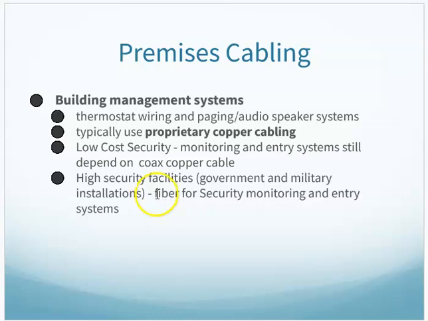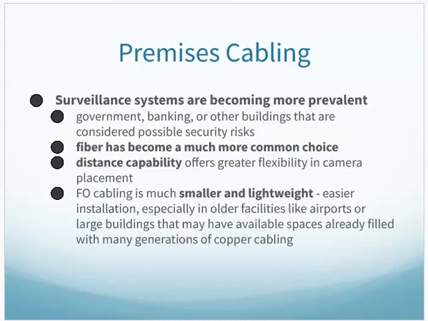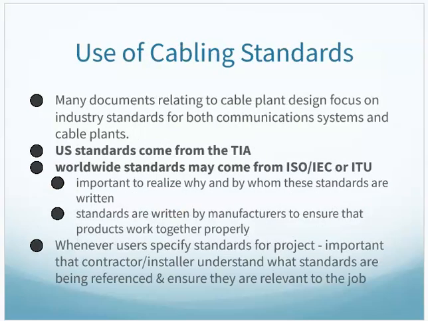Some facilities are using fiber optic for security reasons or distance reasons. Security systems are becoming more prevalent. Fiber has become a much more common choice because of distance. In addition, it's smaller and lightweight. A lot more fiber cables can fit through a conduit than copper cables.